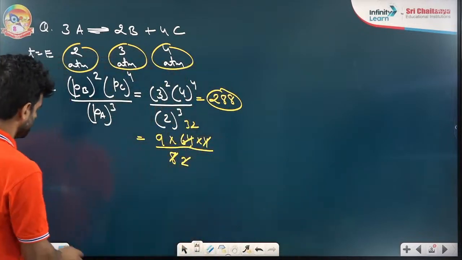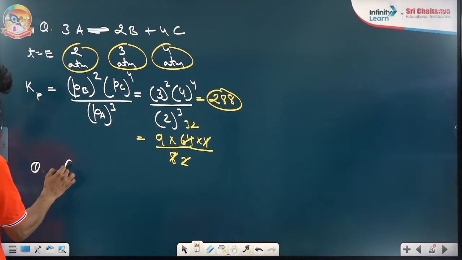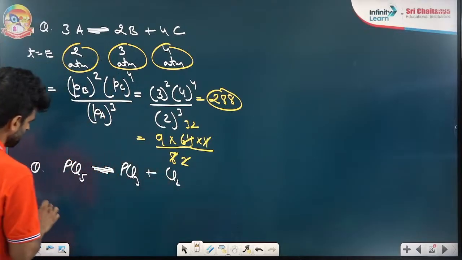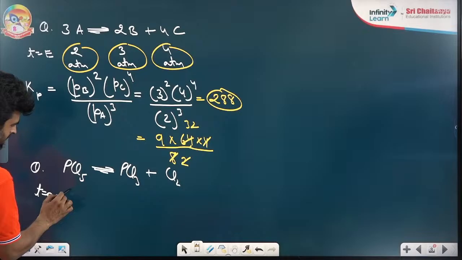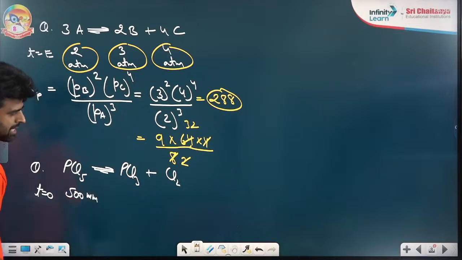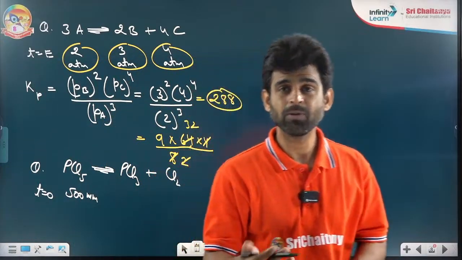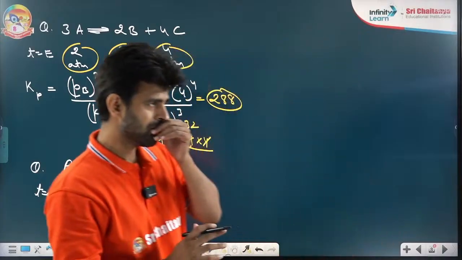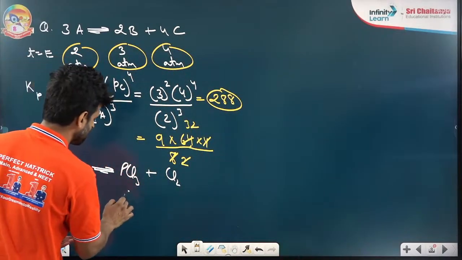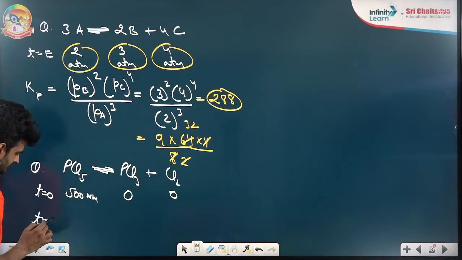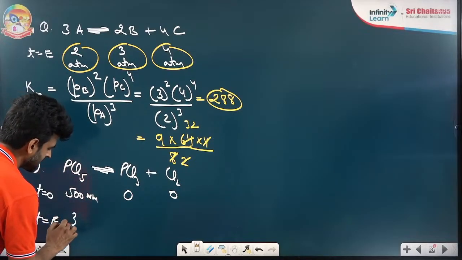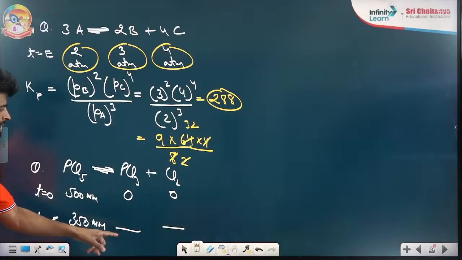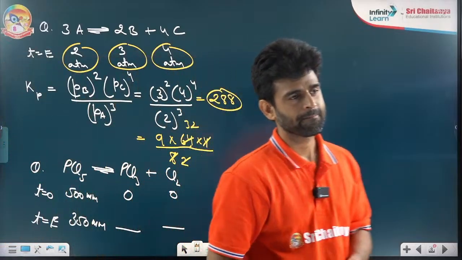In exactly the same way, questions on pressure will come. PCl5, PCl3, Cl2. At time 0, imagine its pressure is given as 500 mm of Hg. They can give pressure in different units, so Kp units will also change. Whatever units they give, Kp will be in the same units. So if they are giving in mm of Hg, you can find Kp in mm of Hg also. They give 500 mm of Hg, and at the time of equilibrium, I am saying this is 350 mm of Hg. So first of all, using stoichiometry, find their partial pressure and then find Kp.